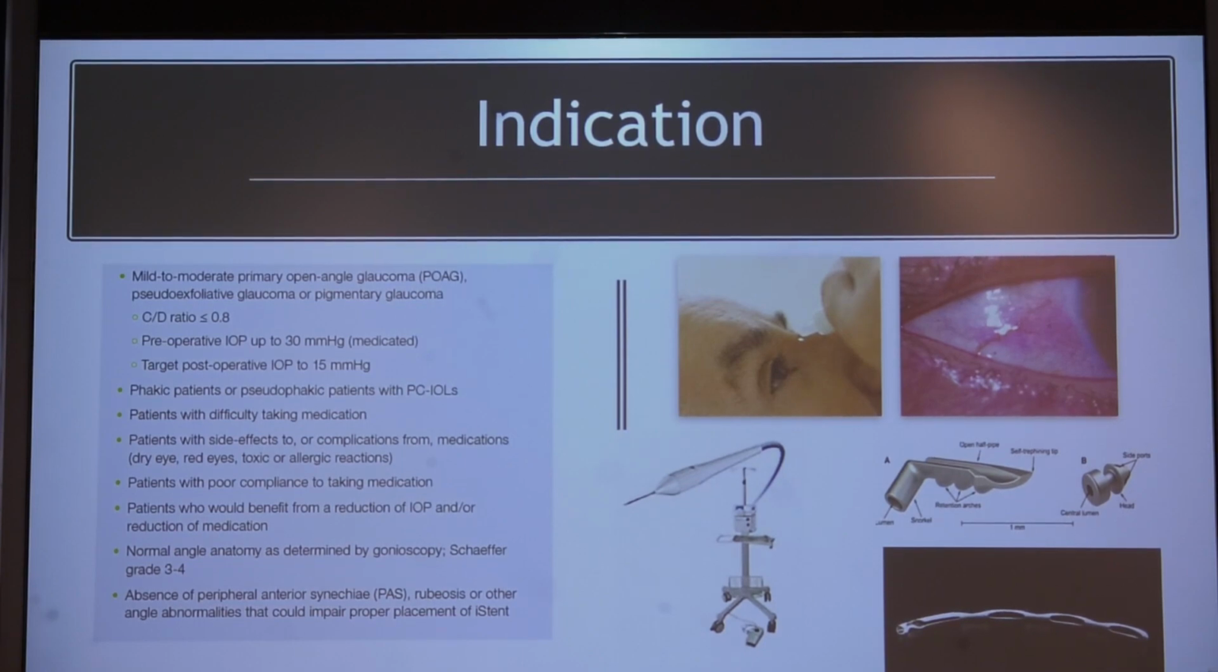One important thing is you have to do gonioscopy before you plan a MIGS and make sure that you're able to see angle structures very clearly so you know exactly where to insert your device.